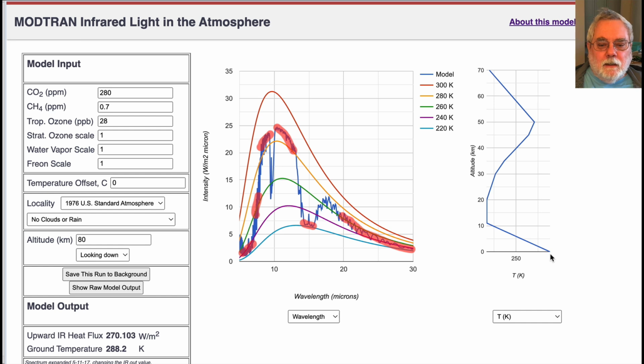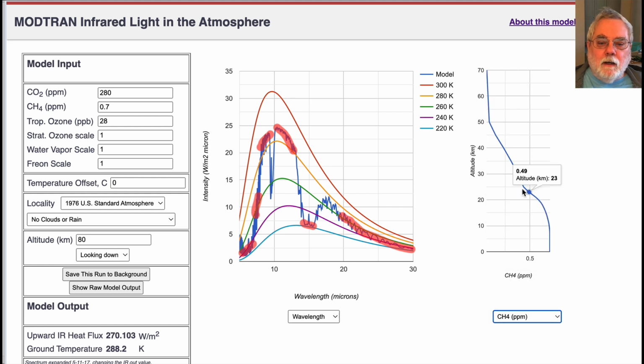This defaults to telling us the temperature as a function of altitude, but here I will change it to the carbon dioxide concentration, which is 280 parts per million at all altitudes, pre-industrial. And now I'll change it to methane. And that's the methane concentration, highest near the Earth's surface and then falling with altitude.